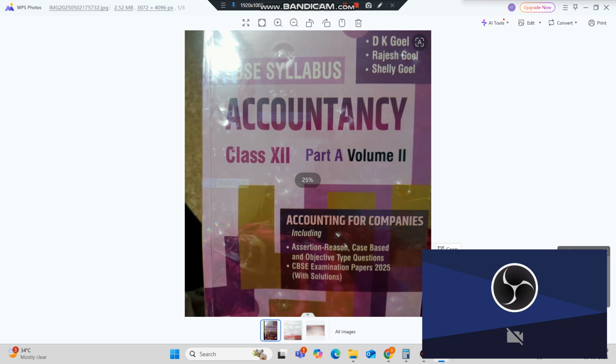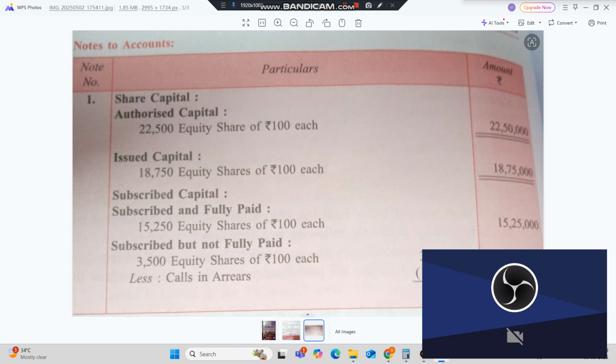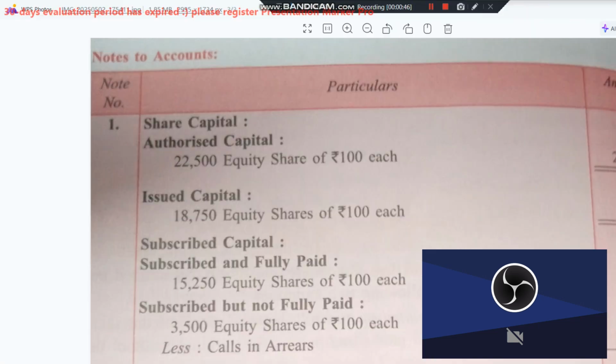Which is very clear, and out of this book we are going to see the first example: what is issued capital, what is subscribed capital, what is authorized capital. So let me explain the meaning of all these three before getting into the illustration sum. So what is authorized capital? How is the share capital divided? The share capital is basically divided into authorized, issued and subscribed capital.